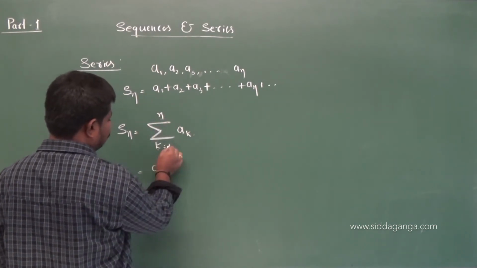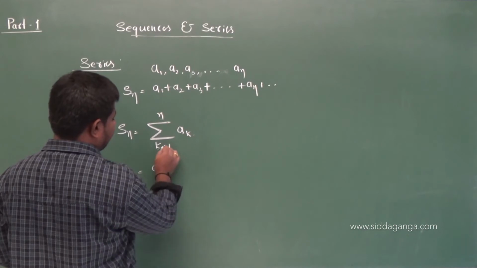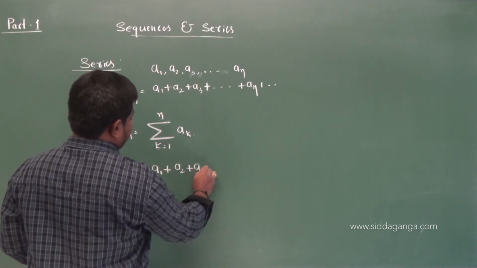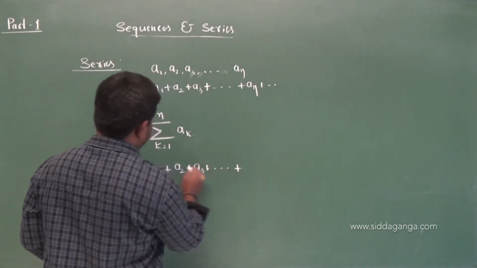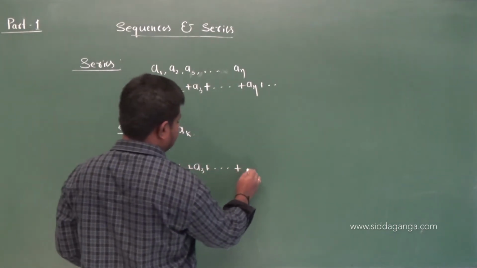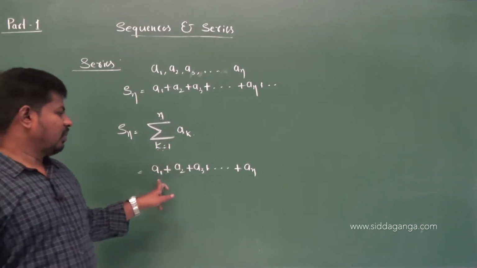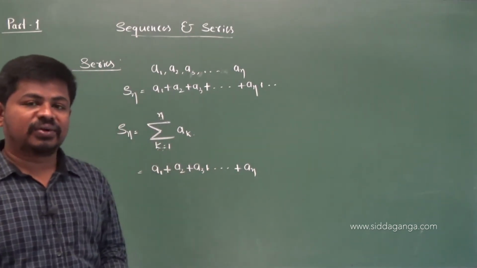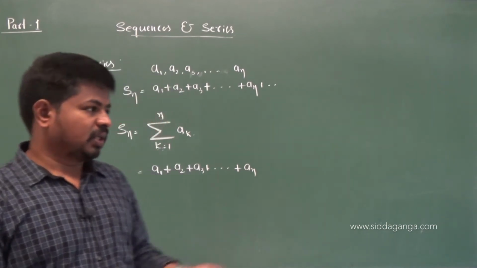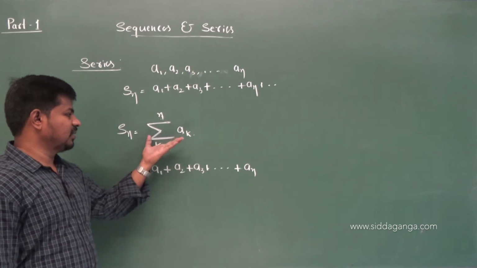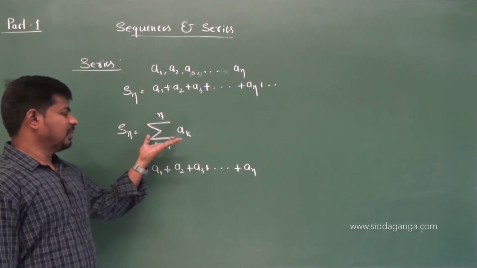When k is 1, you will get a1. When k is 2, you will get a2. When k is 3, a3, and so on. The last term is when k is n, you get an. This is the same as the sum of all the terms of ak from k is equal to 1 to n. This denotes the summation of the terms.